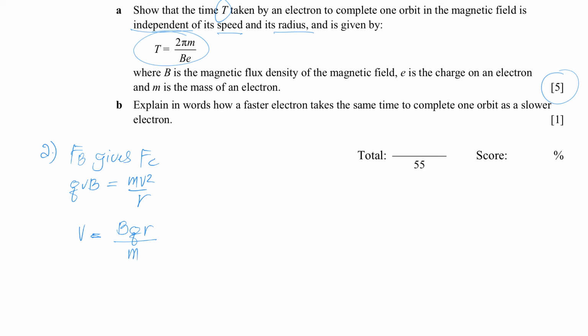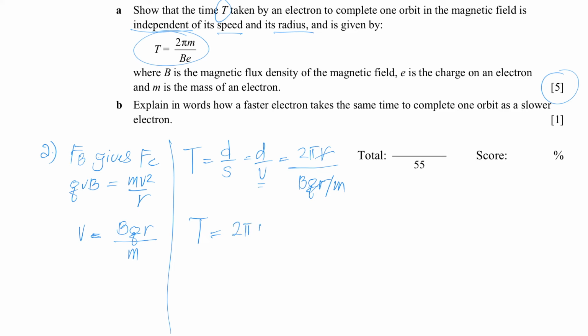This is your formula. Now, what is t? The t is simply the circumference, the distance, over the speed, or v, or d over v. The circumference of the circle is 2 pi r, right? And then all over the velocity, which is bqr over m. That is why your t now will be, you eliminate r, the t now will become 2 pi m all over b times q.